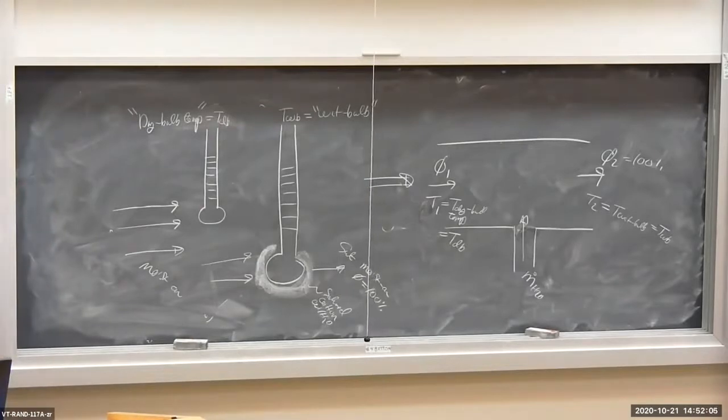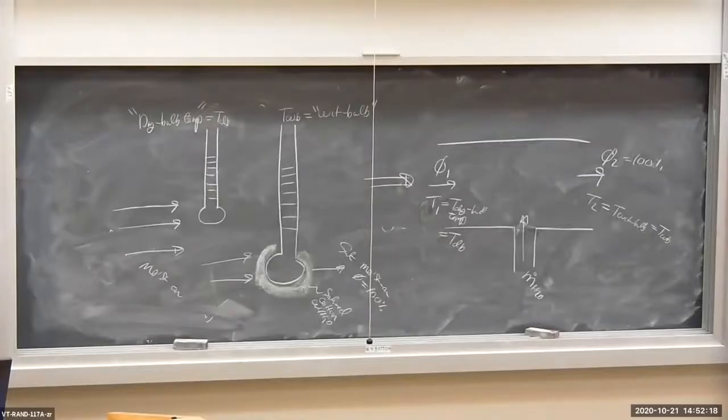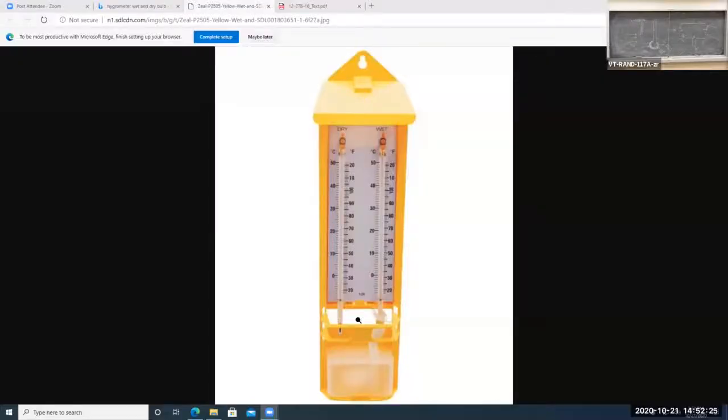Let me see if I can find some pictures for you. Here's one. Actually, I want to share the screen. Sorry about that. There we go. So dry, wet. Here we have the regular thermometer with the scale. So that's just a plain old thermometer. That's reading the temperature in the room or in the moist air. That's our dry bulb temperature.